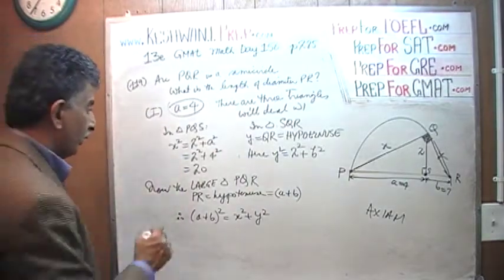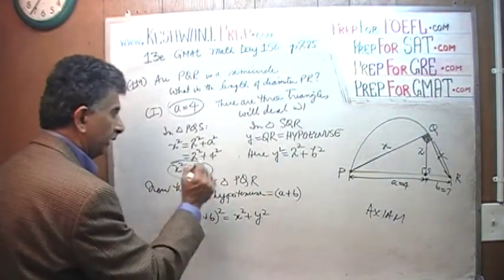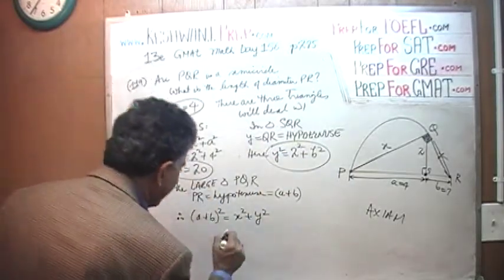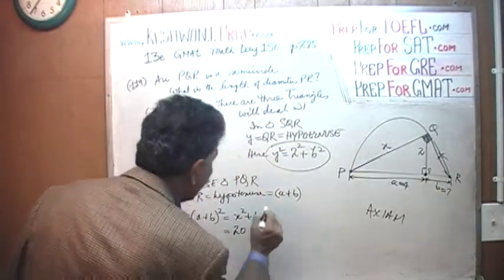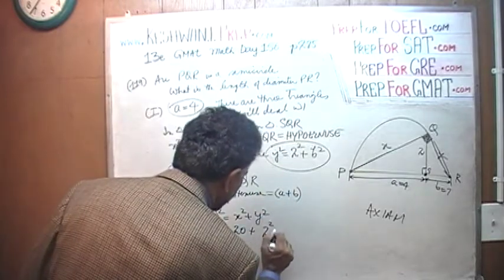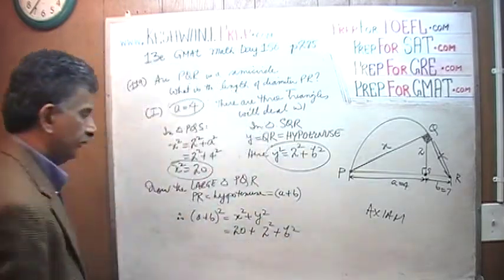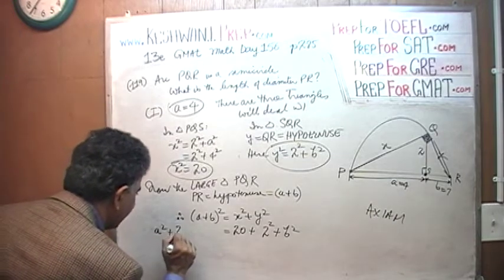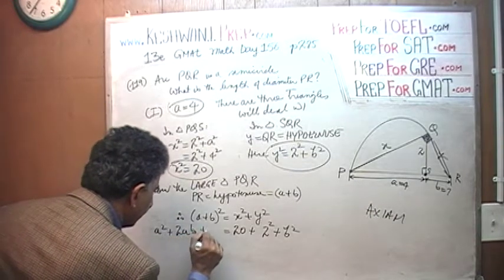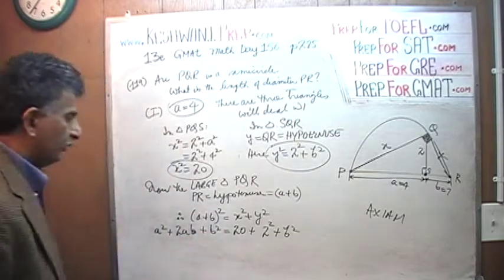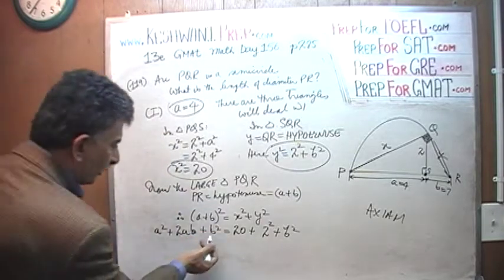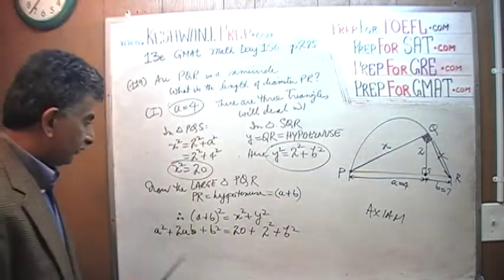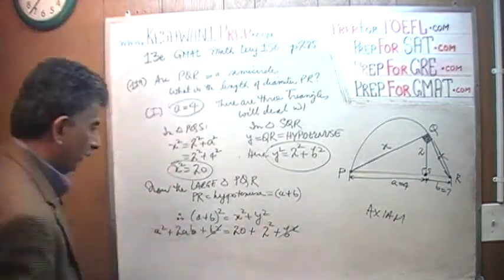But we know what X squared and Y squared are. X squared is 20 and Y squared is this quantity. So we're going to substitute them here. X squared is 20 and Y squared is 2 squared plus B squared. Let's open this part here. So we get A squared plus 2AB plus B squared. B squared appears on both sides of the equation. If you were to subtract the B squared from both sides, the B squared will drop out.